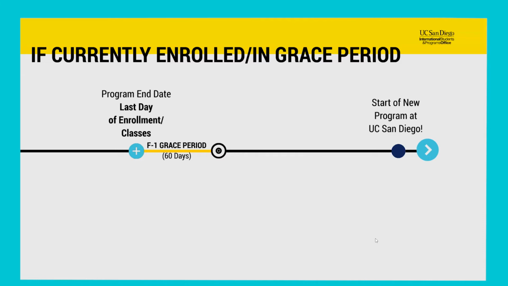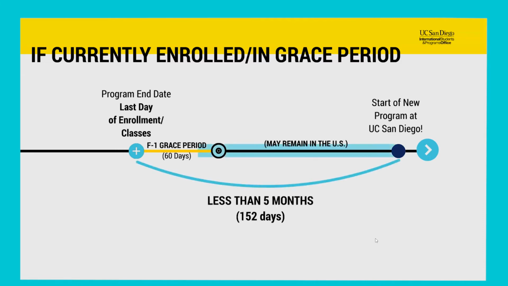Okay, if currently enrolled, or if you're currently in your 60-day grace period, as you can see here, you're currently enrolled in courses. Okay, from the last date of enrollment to the start date of your new program here at UC San Diego. So if you are starting your program in the fall quarter will begin on September 20th here for fall of 2021. You have to make sure that there is no more than 152 days or 5 months from last date of enrollment to our fall quarter start date.